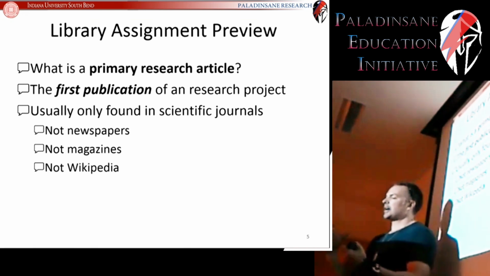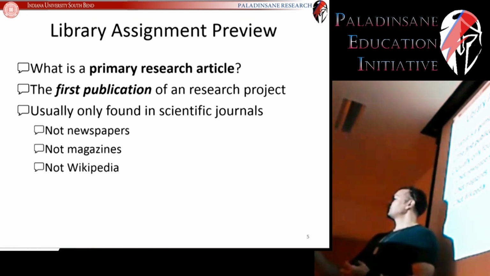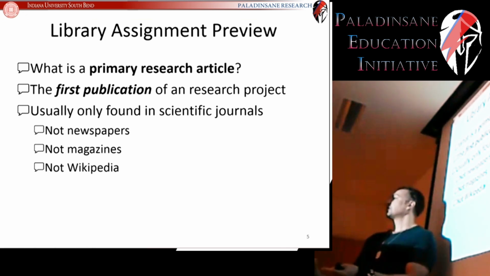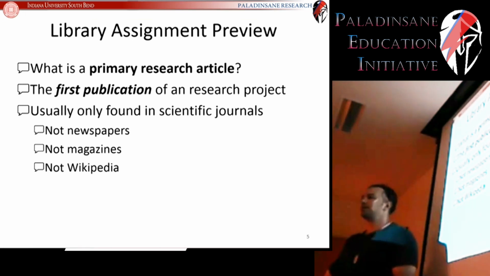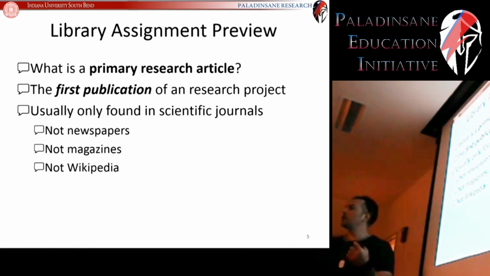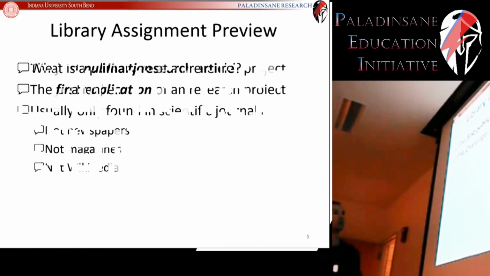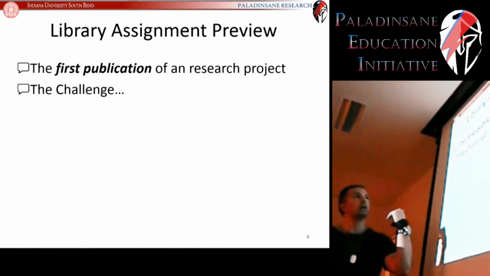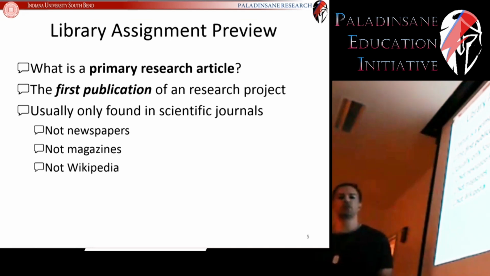And this is because as part of our focus on critical thinking, we want to make sure that we get to the original source. So we're not dealing with other people's interpretations. We're not dealing with what they think was said. We can make that decision for ourselves, what was actually said in that primary research article. So it's usually only found in scientific journals.